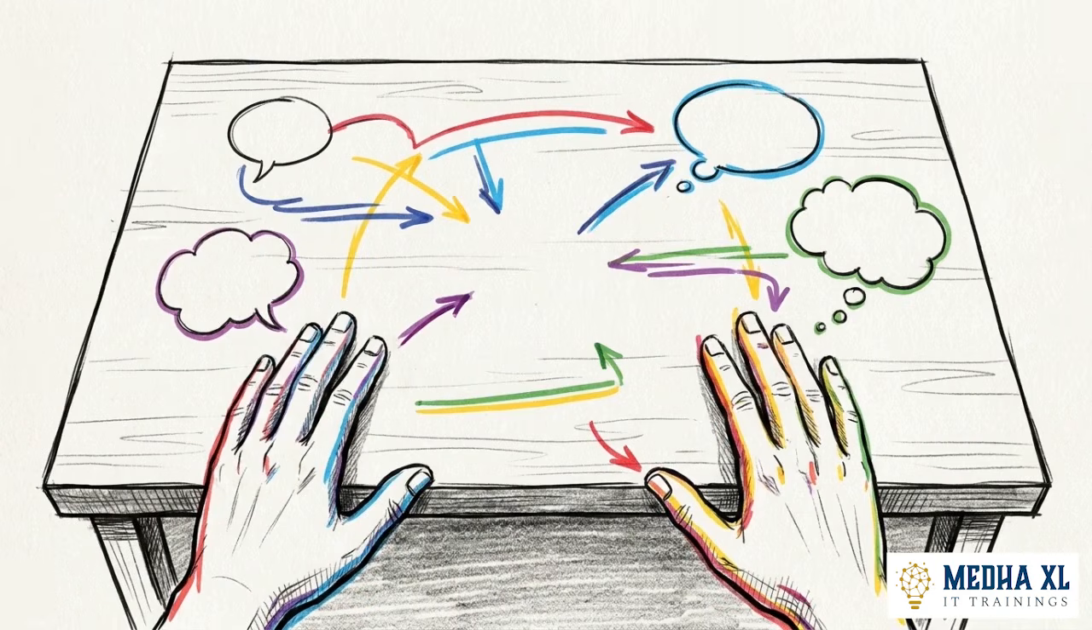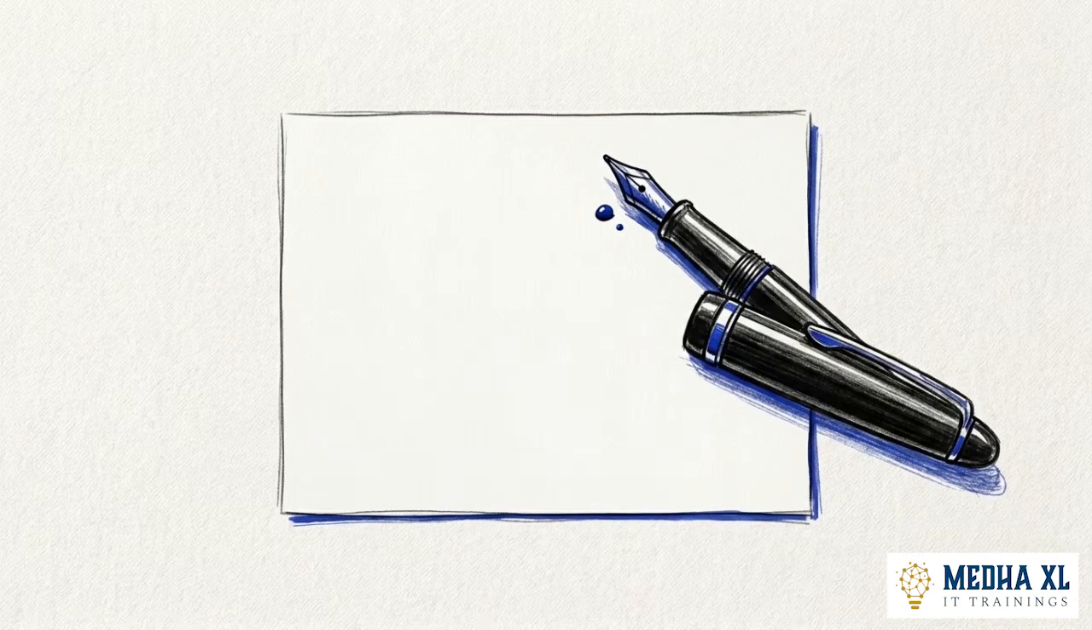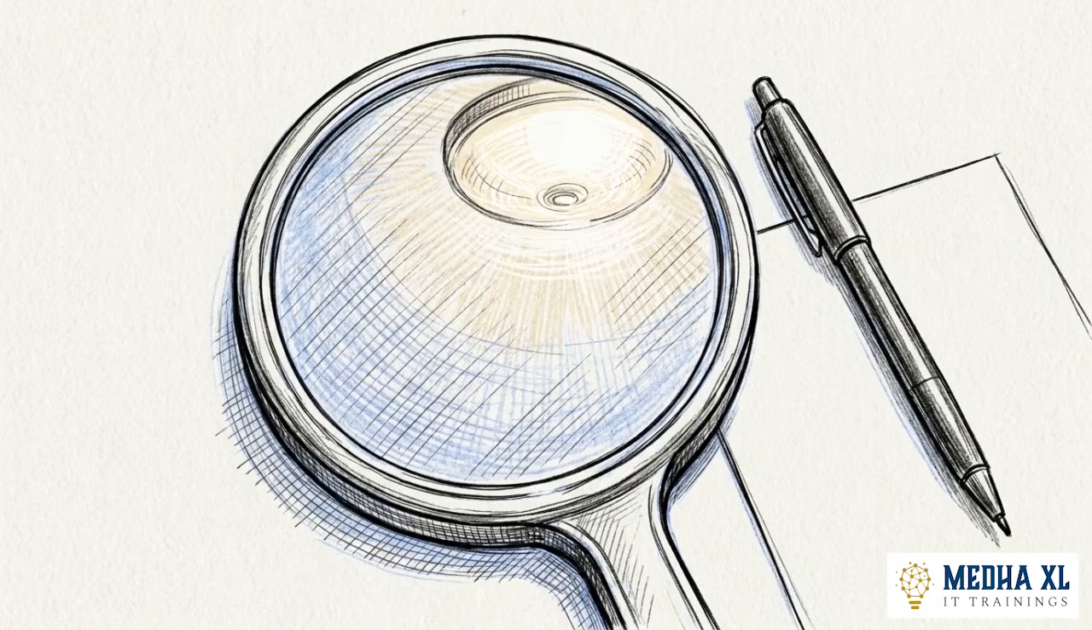To do this, you need to actively build it with me. Grab a pen and a piece of paper right now. Later on, you will also need a mirror. We are going to build this cheat sheet using the master formula.